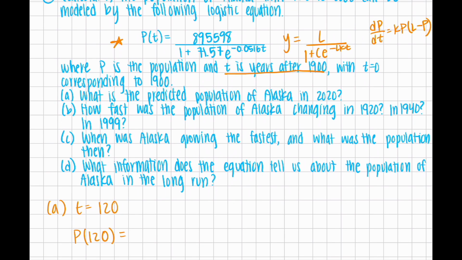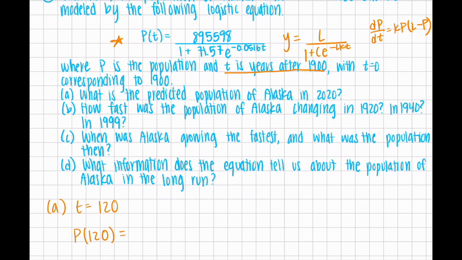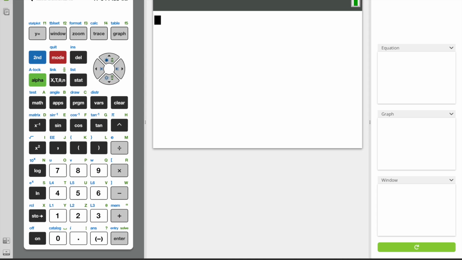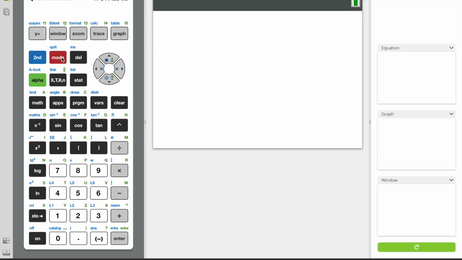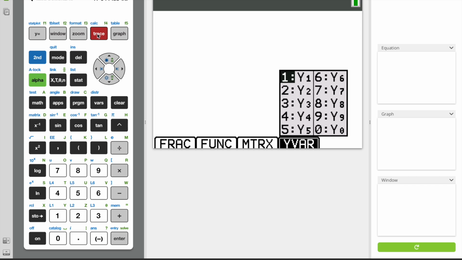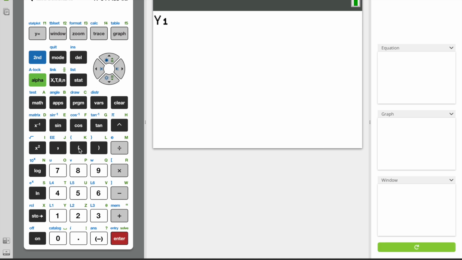Since this is a calculator question, let's have the calculator do all of the work. I want you to notice that I've already plugged in our population equation into Y1. So I can go back to my regular screen, and it might be different depending on your calculator, but I can say alpha trace Y1, and I want Y1 of 120. And that gives me this answer.